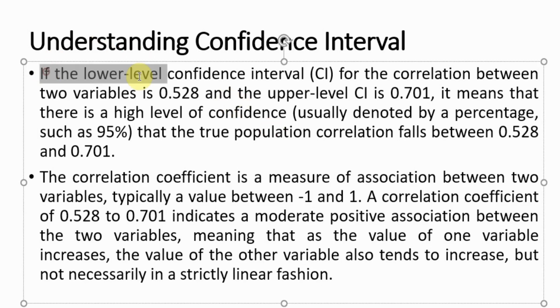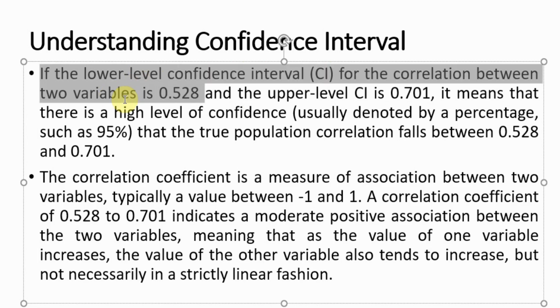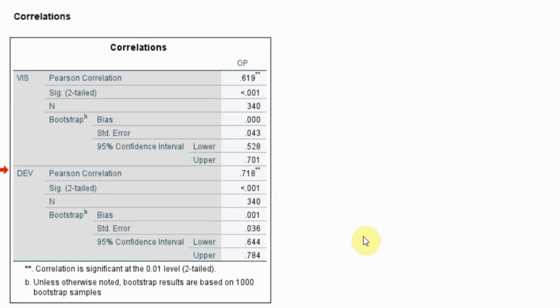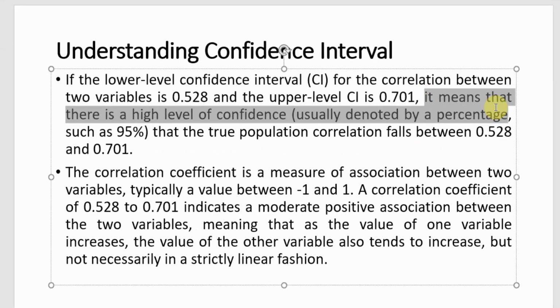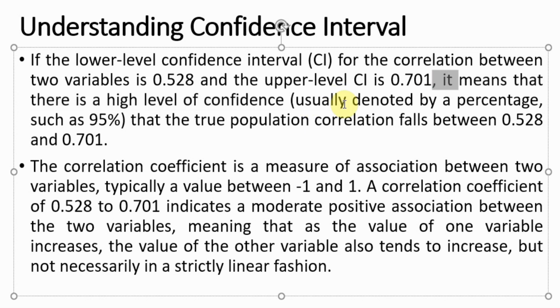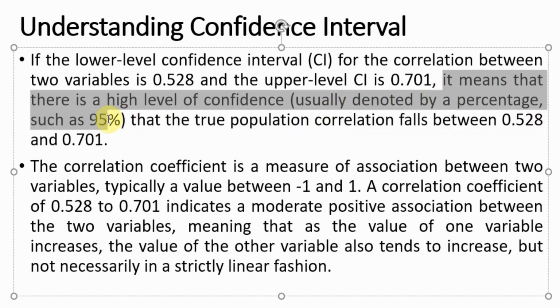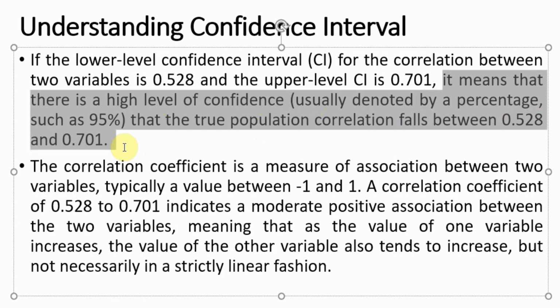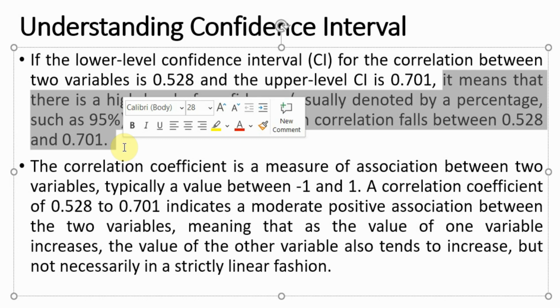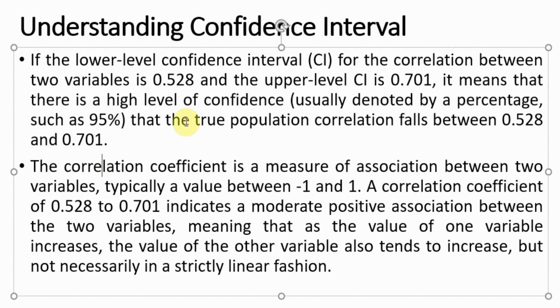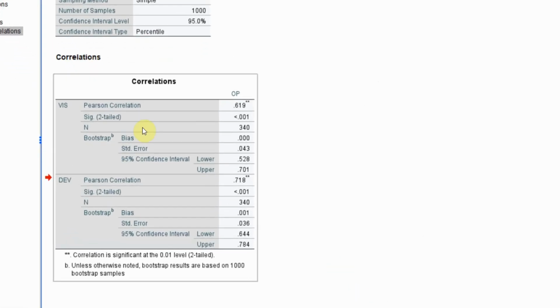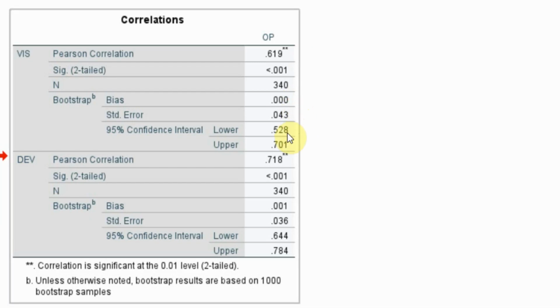For example, in this case, if the lower level confidence interval for the correlation between the two variables is this, and the upper level is this, as we see here, 0.528 and 0.701, for the correlation between vision and organizational performance, this means that at a high level of confidence, usually denoted by the percentage 95%, the true population correlation will fall between 0.528 and 0.701, and we are 95% confident that this will happen. That is, the correlation between vision and organizational performance will fall between 0.528 and 0.701 for the population.